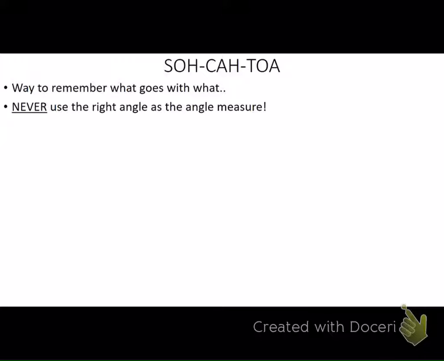So we know that if we're using SOHCAHTOA, it means sine is opposite over hypotenuse. Cosine is adjacent over hypotenuse. And TOA means tangent is opposite over adjacent. And then you just have to remember which ones are the reciprocals of those. So remember, cotangent is pretty easy because it says the word tangent in it. So cotangent is the reciprocal of tangent.